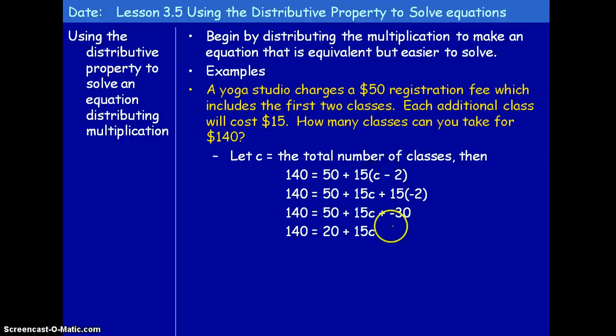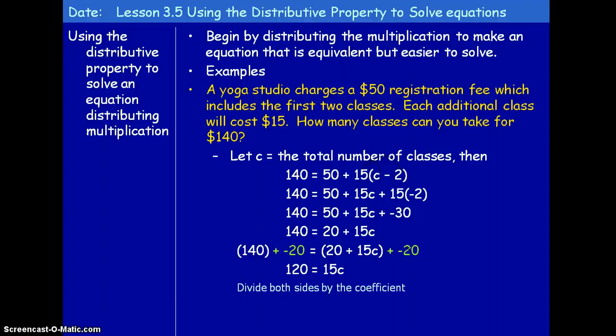From here, this is a fairly basic equation. We've got our constant term here of 20. We want to eliminate it by adding the opposite to both sides. So we can see negative 20 being added on both sides. Combine the terms on each side, resulting in 120 equals 15c. Next thing that we would want to do is divide by our coefficient of 15.